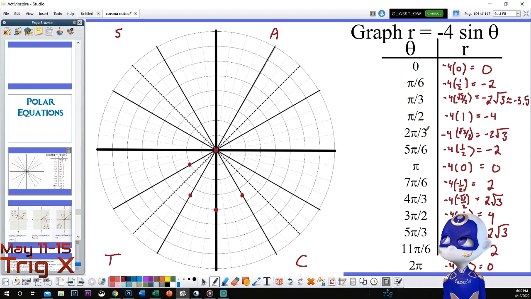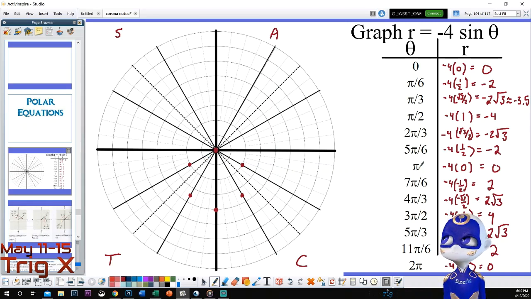Then I have 2 pi over 3. Sorry, I just did that. 5 pi over 6, I mean. 5 pi over 6 is this line right here. And then I've got to flop over to -2, which would be there. Okay with that? No problem so far?